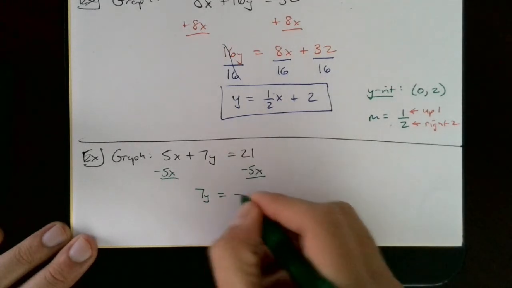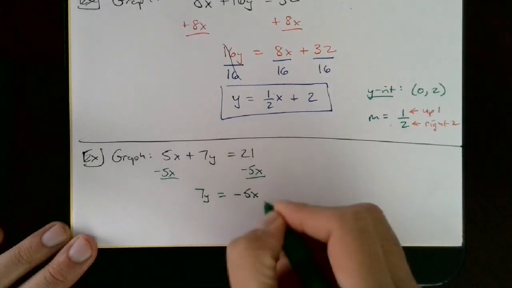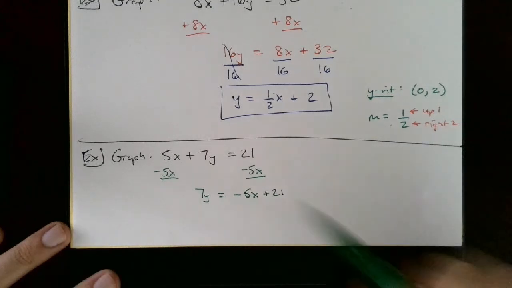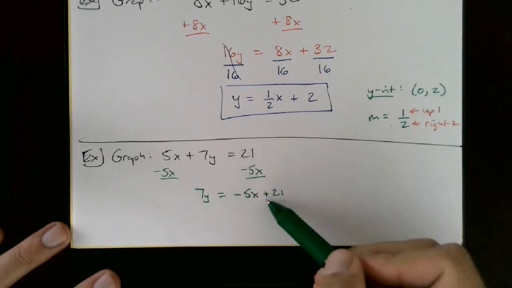So it's a negative 5x, I put minus 5x here. And a positive 21, so I put plus 21. So the sign stays with the term, in other words. The negative stays with 5x, and the positive 21 is plus 21 there.